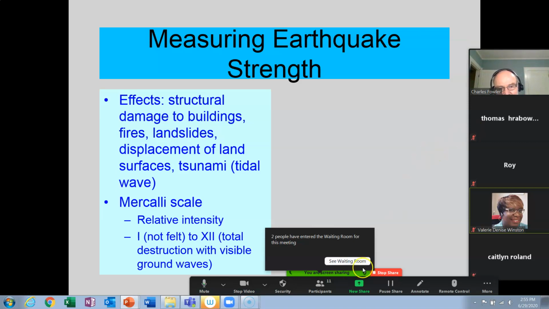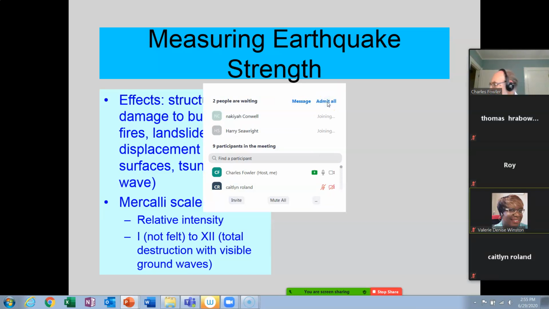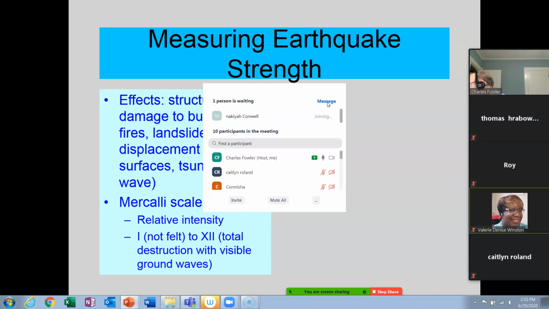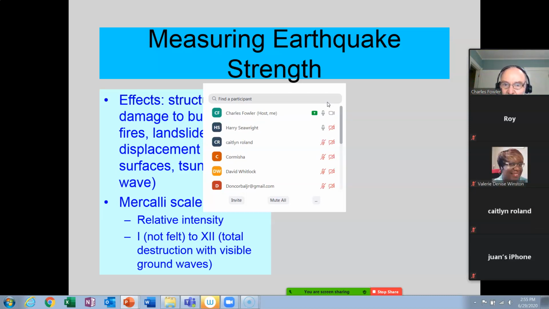Oh, wait. I wasn't paying attention. Two people were waiting, so let me admit both of them. That's Nikaya, which I think I already had here, didn't I? Yeah, I had Nikaya here. And who was the second one? Who was it? Harry. That's right, it was Harry, because I didn't have you here before. Okay.